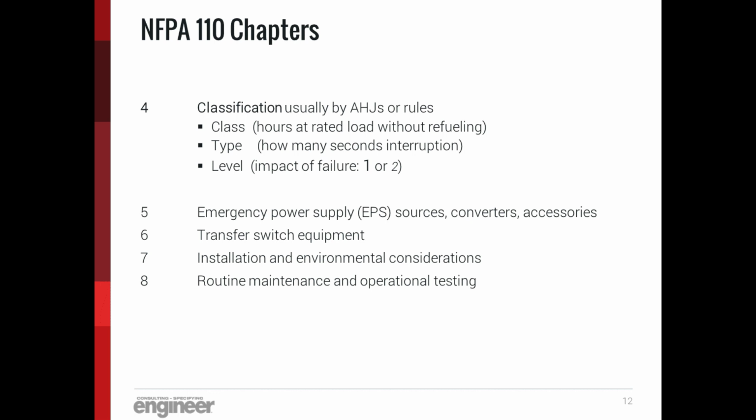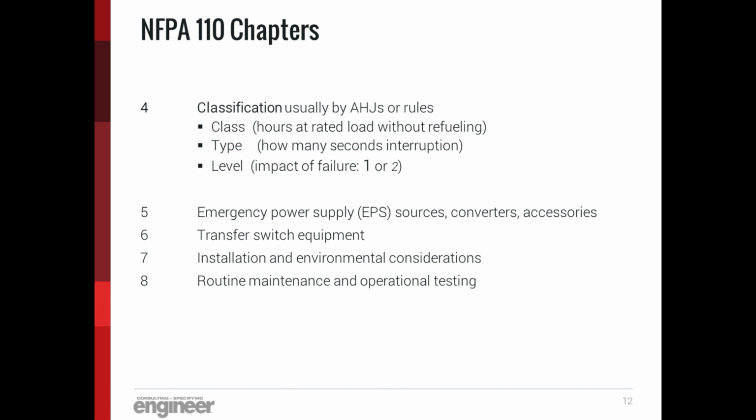The type, the classification of type, is how many seconds of interruption are allowed. In most cases, for the very important loads, life safety, fire protection, and many other loads, 10 seconds is the maximum interruption that's permitted. And the level, there's two different levels. There used to be 3 levels in NFPA 110, 1, 2, and 3. 1 is the most severe level. Again, it's the equipment whose failure could result in injury.